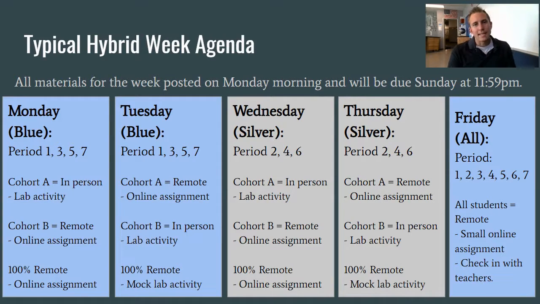So Wednesday, that's going to be your silver day classes, so periods 2, 4, and 6. Then we kind of follow a similar pattern. So cohort A for periods 2, 4, and 6 on Wednesday will be in person. So that means that you'll be in class doing that activity. Cohort B will be at home on remote doing an online assignment. Okay. Same thing, so our 100% remote students are going to be doing that same online assignment on that Wednesday.